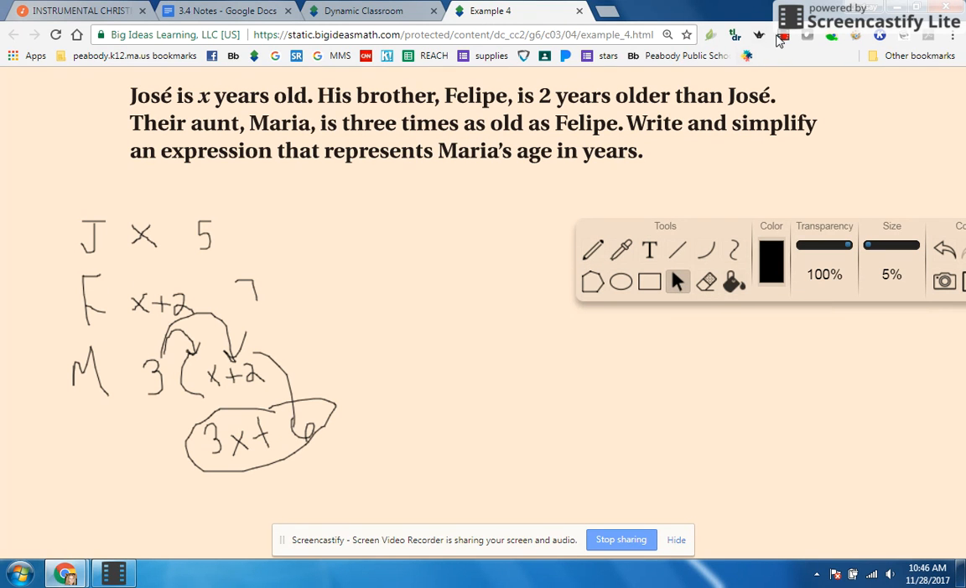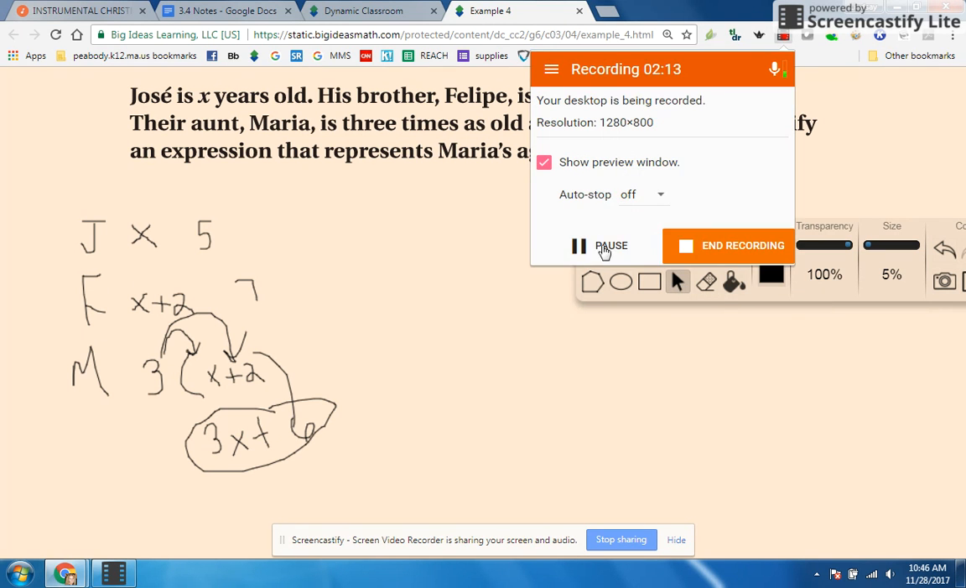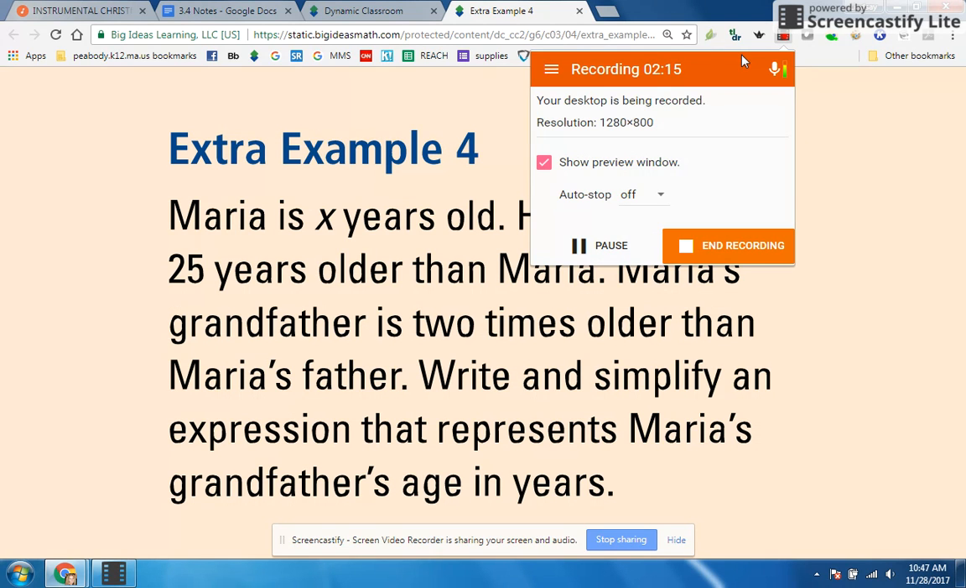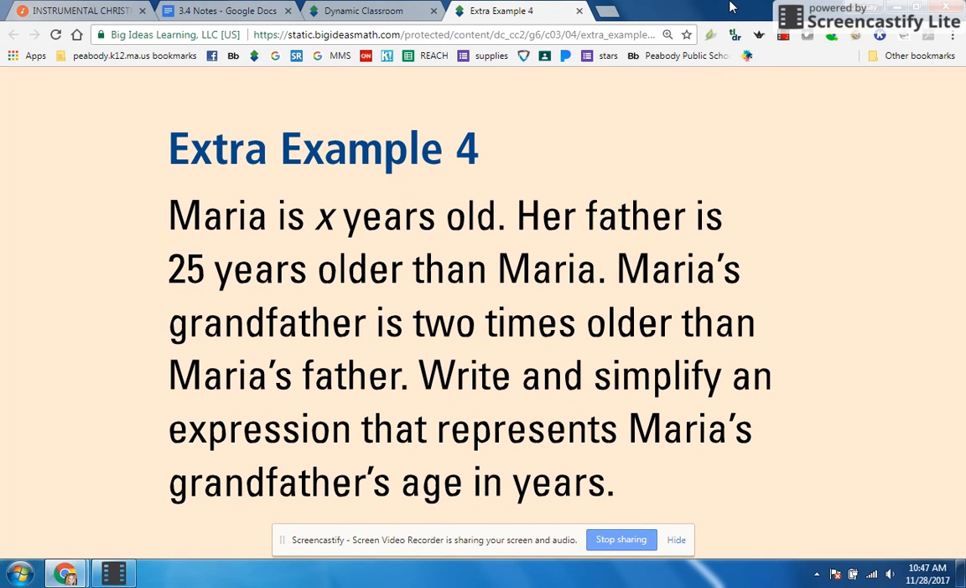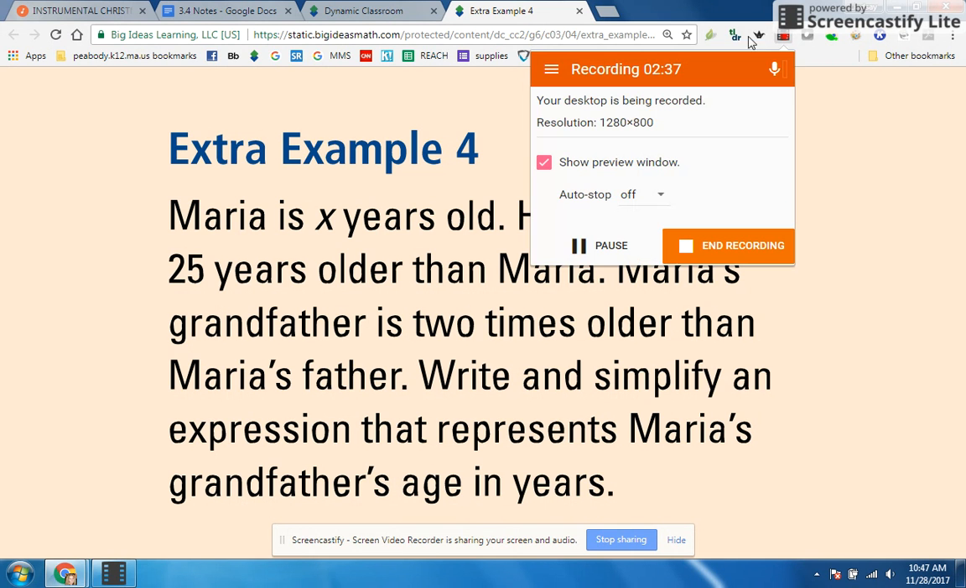Okay, so let me see if I can give you one to figure out. See if you can try the same exact thing here. Now they're telling you that Maria is X years old, her father is 25 years older than her, and her grandfather is 2 times older than her father. Write and simplify an expression that represents Maria's grandfather's age in years. Start by writing an M for Maria, an F for her father, and a G for her grandfather. And do it exactly like I just did the last one. See if you can figure it out. Pause and try this one.